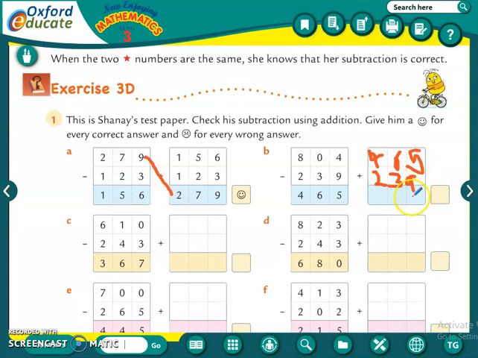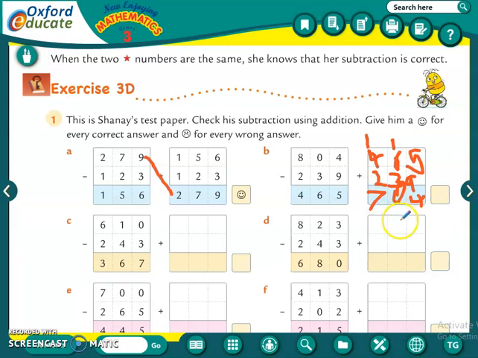9 plus 5 is equal to 14. We will write here 4. We will carry one number. 6 plus 1 is 7. 7 plus 3 is 10. Here we will write 0, and here we will write 1. Okay, so now 4 plus 1 is 5. 5 plus 2 is 7.